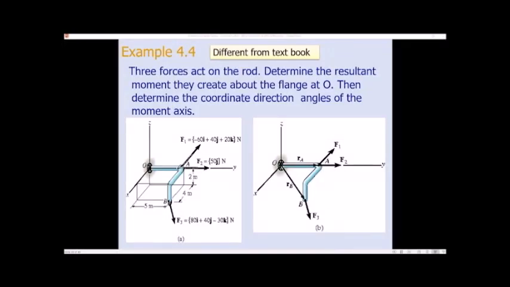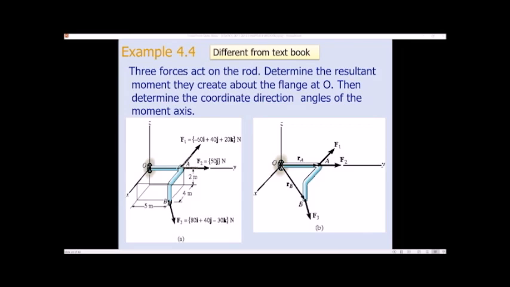For the second example, you can try this example. Three forces act on the rod. Determine the resultant moment they create about the flange at O. Then determine the coordinate direction angles of the moment.